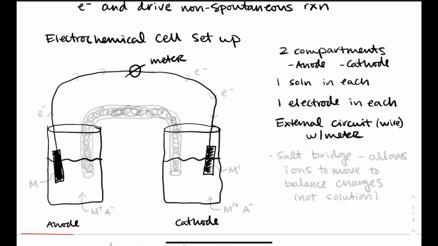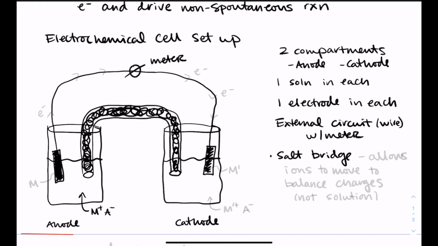And then the last piece is this thing called a salt bridge. What the salt bridge does is it allows ions to move to balance the charges. So the salt bridge has ions in it that move over to the side that needs the appropriate charges balanced. The solutions don't move through the salt bridge. The stuff in the salt bridge doesn't come out of the salt bridge. It just gets on that side of the solution under the level of the liquid so that everything is balanced out.